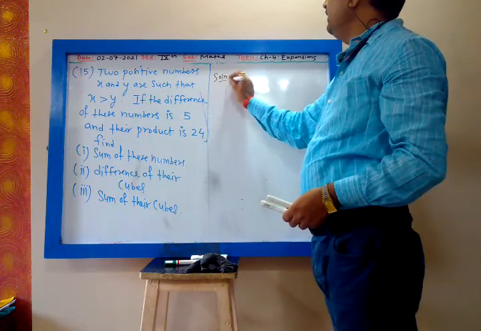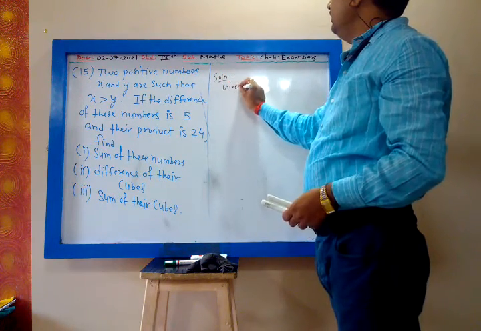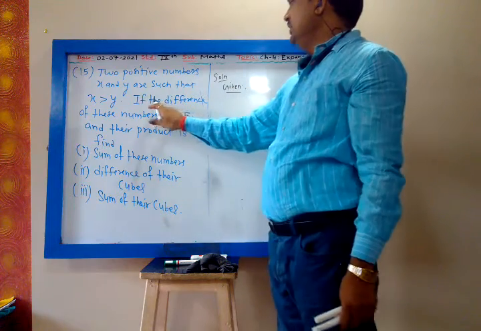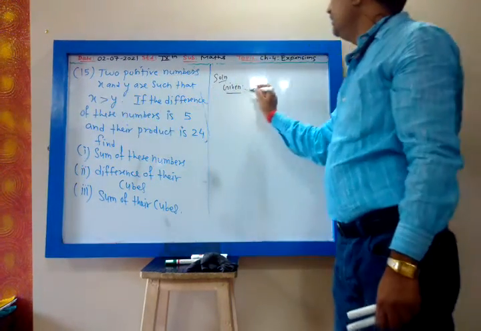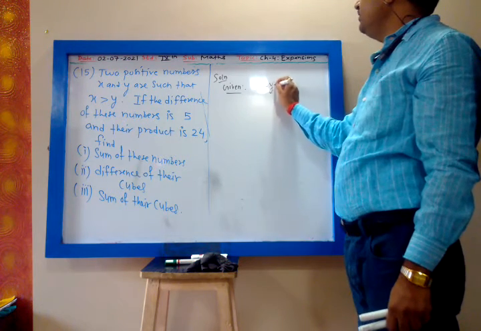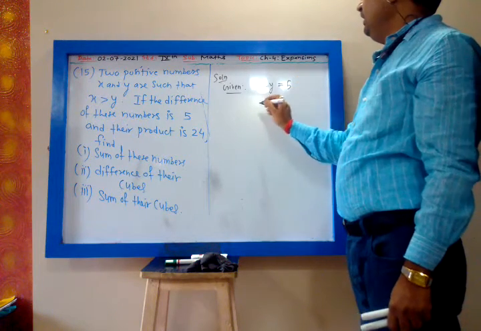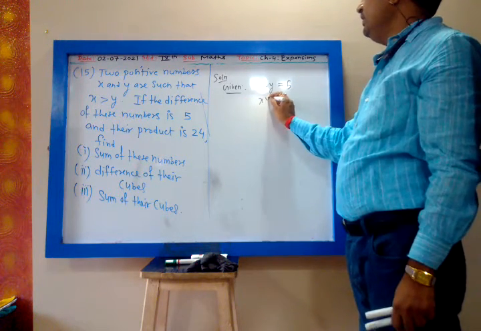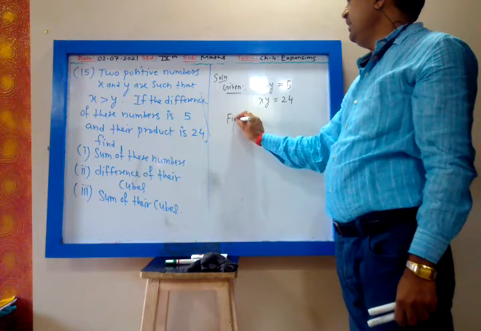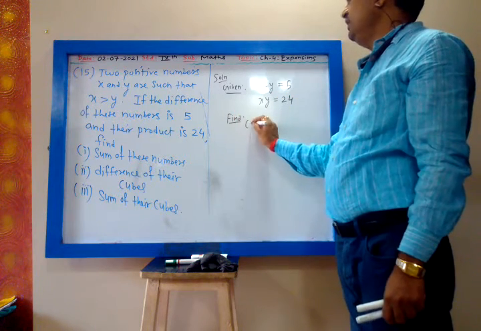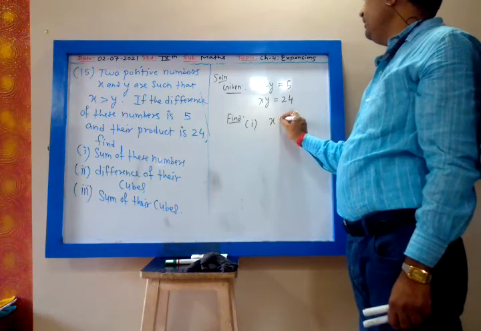Solution. Given: it is given that the difference of these numbers, since x is greater than y, I will take x minus y. x minus y is 5, and their product, xy, is given as 24. Then what do you want to find? First, the sum of these numbers, that means x plus y.